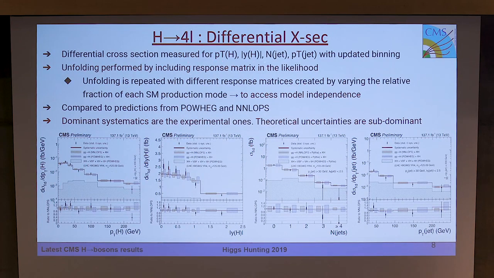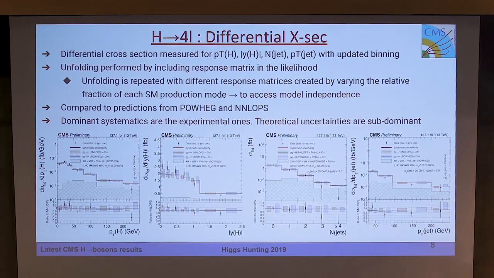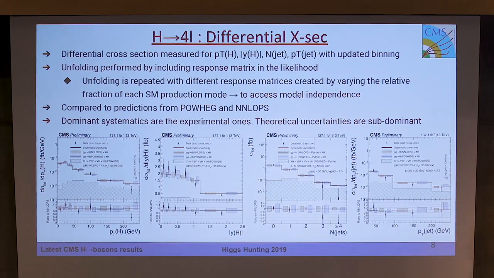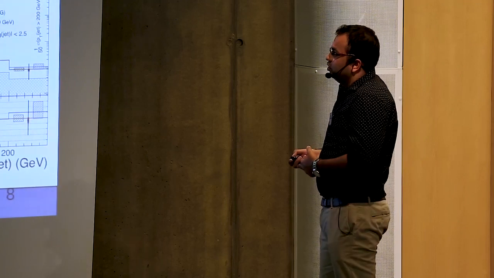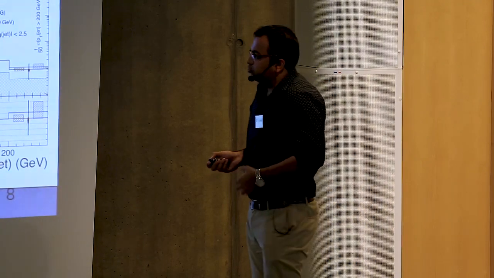the rapidity, number of jets, and the leading jet PT with updated binning, and the unfolding is performed by including the response matrix in the likelihood, and it is repeated to assess the model independence. The unfolding is repeated with different response matrices created by varying the relative fraction of the standard model production modes, and then we compare the predictions to POWHEG and then NNLOPS.